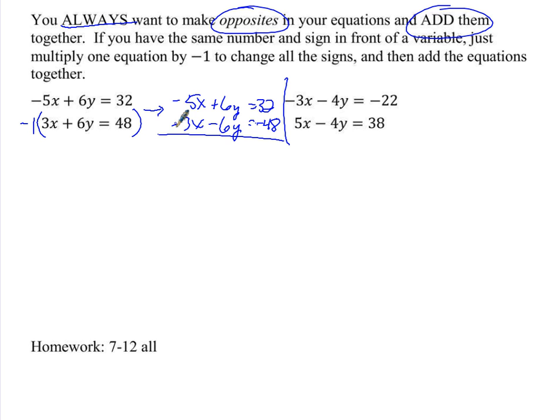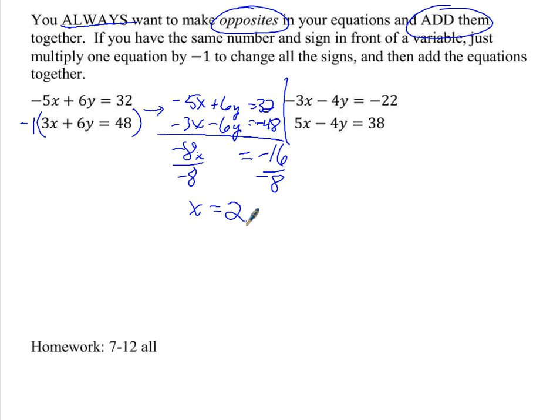So I have -5x plus -3x. What is that? -8x. Good. And then positive 6y plus -6y gives me 0. It's gone. Equal sign comes down. And then I have 32 plus -48. Yeah, that's -16. Okay, so I eliminated y, and now we're right back to where we've been. So what do we do now? Divide both sides by -8, that's right. And we get x equals positive 2.